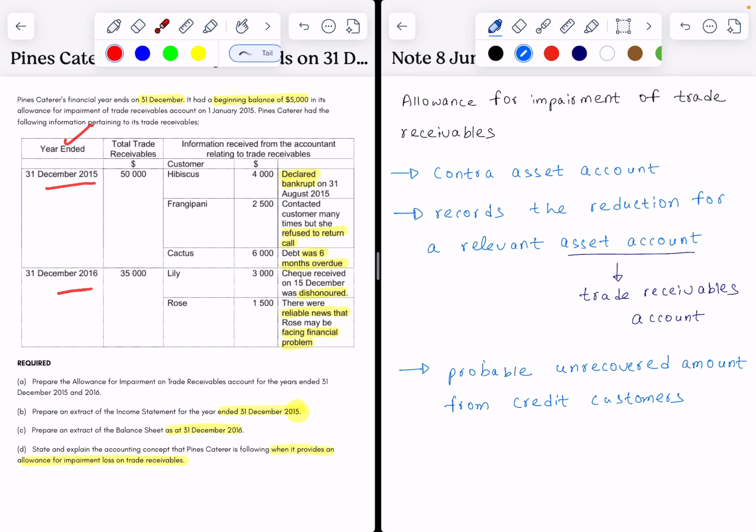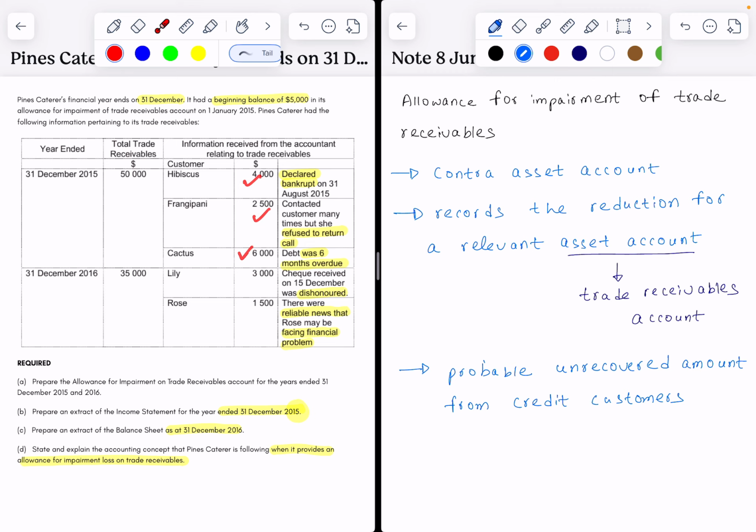For the year ended 31 December 2015, we have got total trade receivables of $50,000. Now, trade receivables refer to the credit customers of the business. And we know we had 3 customers, Hibiscus, Frangipani, and Cactus. And each of these customers owed us different amounts. As you can see, Hibiscus owed us $4,000, Frangipani owed us $2,500, and Cactus owed us $6,000.